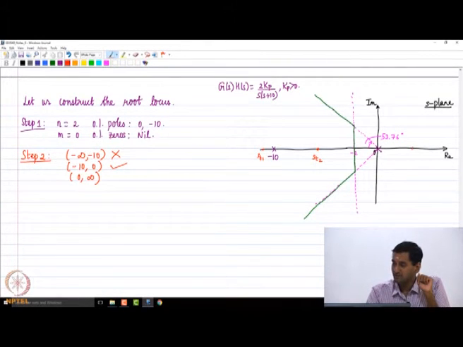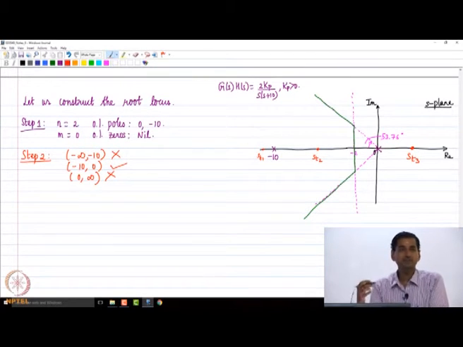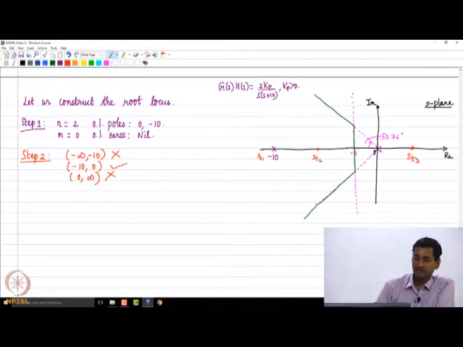Then we take a test point between 0 to infinity, let us say we call it ST3, you look to the right, there are none. So, there are no open loop poles or open loop zeros to the right on the real axis of any test point in this region. So, the only region of the real axis that lies on the root locus is the one between minus 10 and 0. So, that is what we have as a second step. Is it clear? Okay, then we move to the next step.